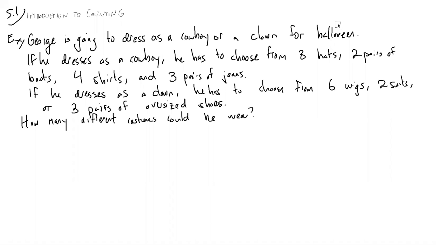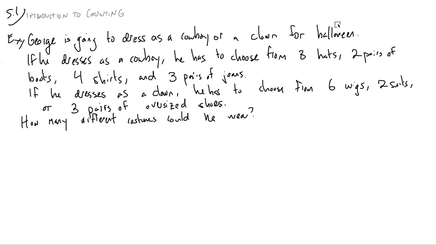So we're just going to go through a couple of examples of how we can combine some of these rules of sum and rule of product to deal with more complicated counting questions. So in this first question, maybe 2 days late or so, George is going to dress as a cowboy or a clown for Halloween. If he dresses as a cowboy, he's got to choose from 3 hats, 2 pairs of boots, 4 shirts, and 3 pairs of jeans.